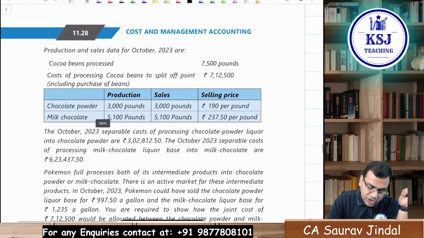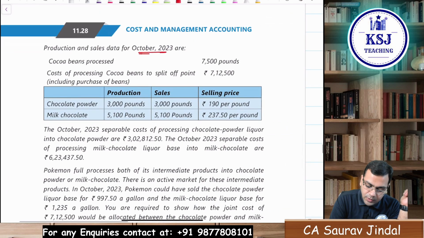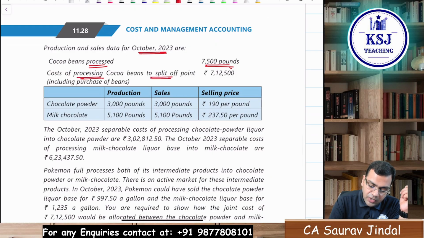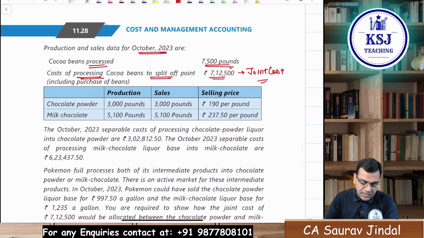Now, the production and sales data for the month of October 23 are given. Cocoa beans processed is 7,500 pounds. That is the actual number of beans that has been processed. The cost of processing the cocoa beans up to split off point is 7,12,500. That means this is your joint cost that is given to you, including the purchase of beans.